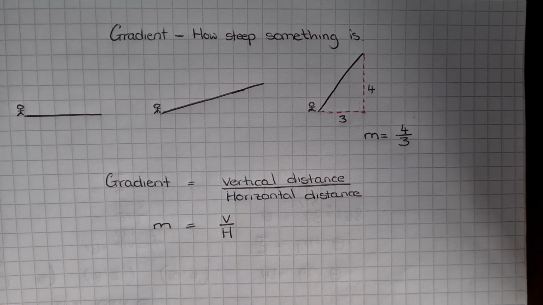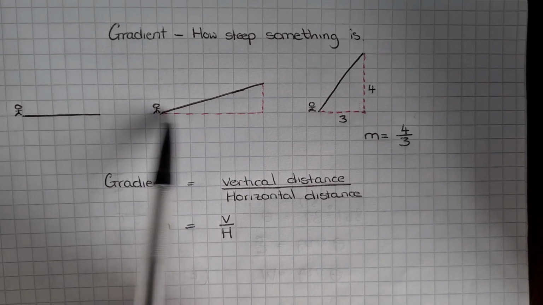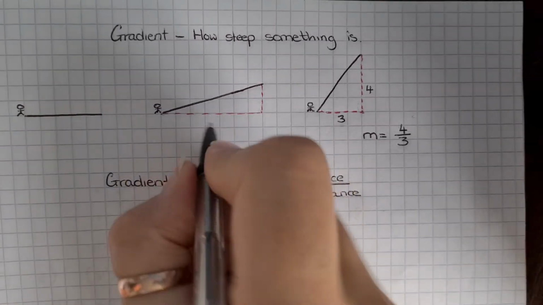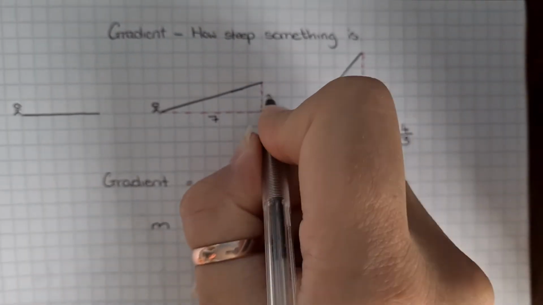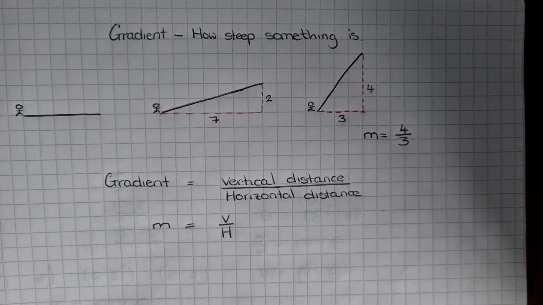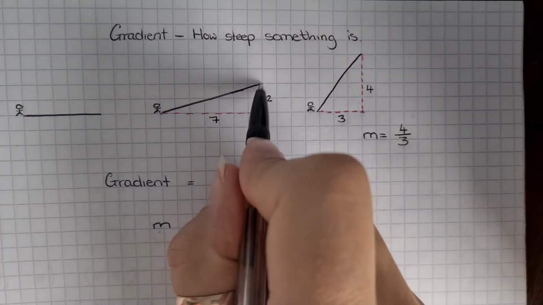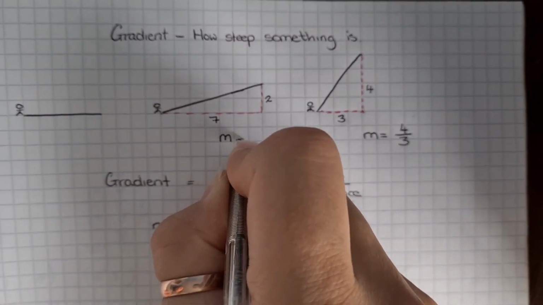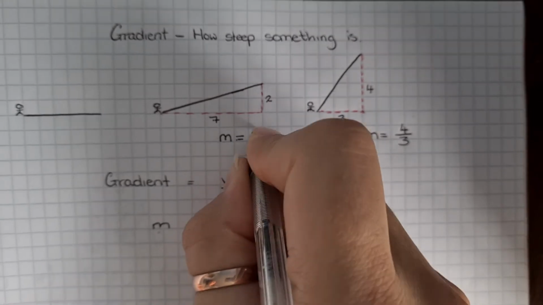Now let's do it for the middle one. So first of all, let's count our horizontal distance. How many boxes? 1, 2, 3, 4, 5, 6, 7. So 7 along the way, and 2 for the vertical distance, 2 up the way. And we're going to be doing vertical over horizontal. So vertical is the up the way one. So we're going to be writing m equals for the gradient, and it's going to be 2 over 7.